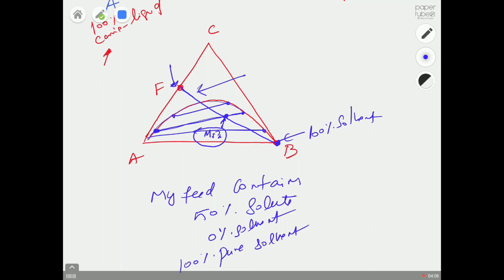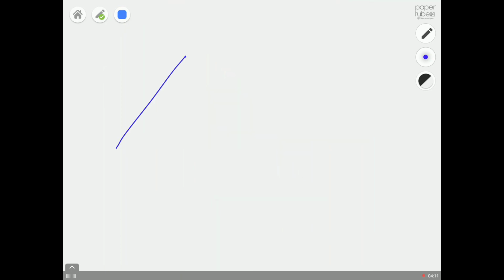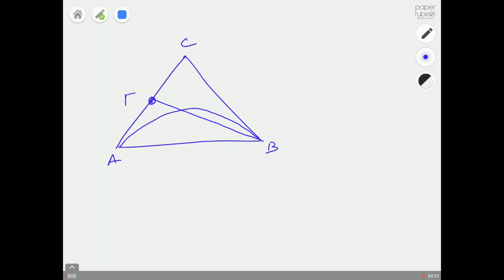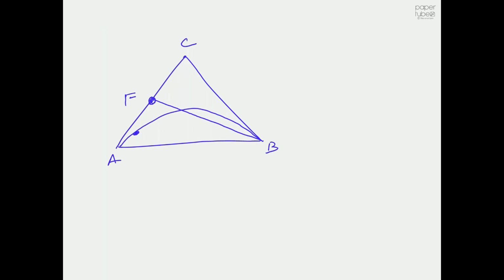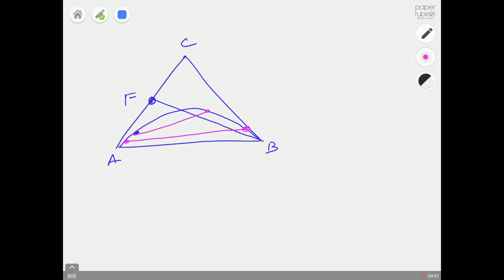and then I will ask you something like this. You may expect something like that in the exam, C A B. You have to draw this feed line. I will not give it to you, but I will give you some tie lines like this. Say let's put some pink color. One tie line here, another tie line here, something like that, and then I will ask you to tell me what's the composition at point M.